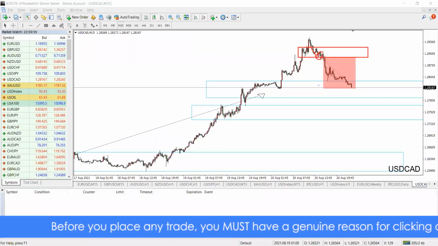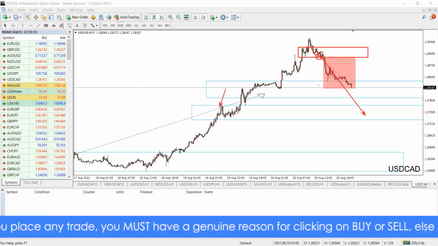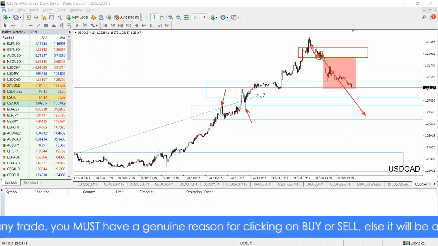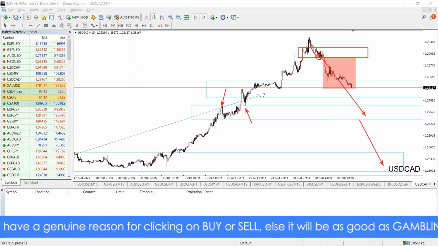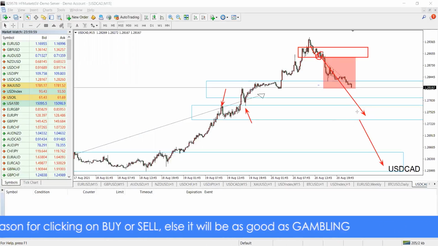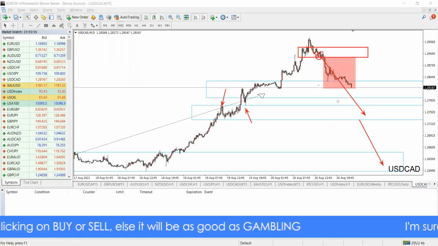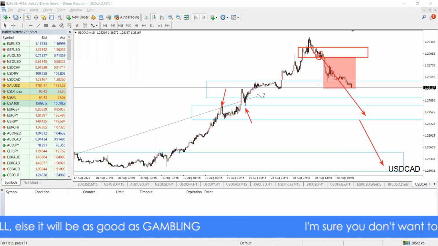Of course, I would have loved it to have dropped down to the next area of this box here that acted as a little resistance and support, or maybe even drop down to this area here. But look at it. It was way too far. This was a Friday. Of course, on Fridays, you're not going to expect the market to just go crazy and drop all the way back to where it started from. So I was happy to jump in here.